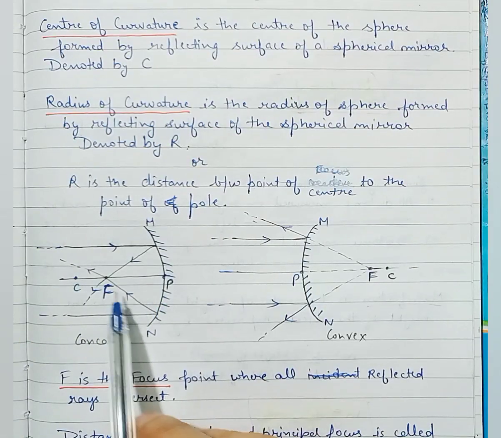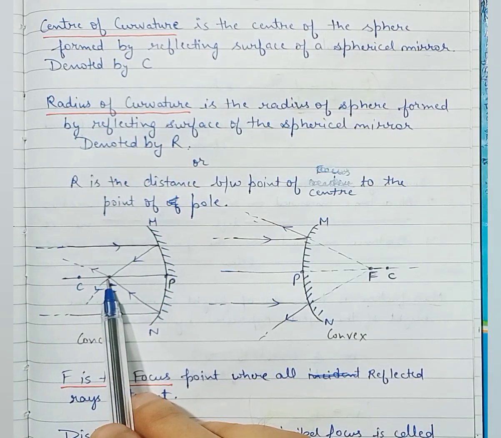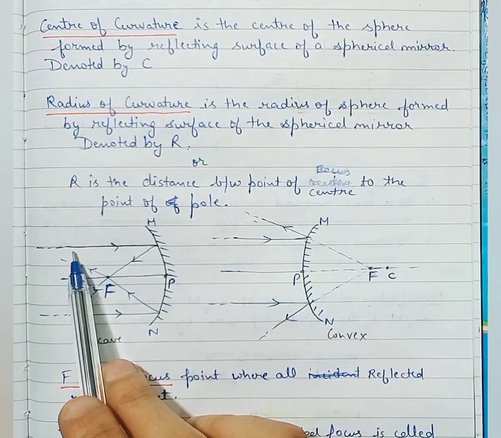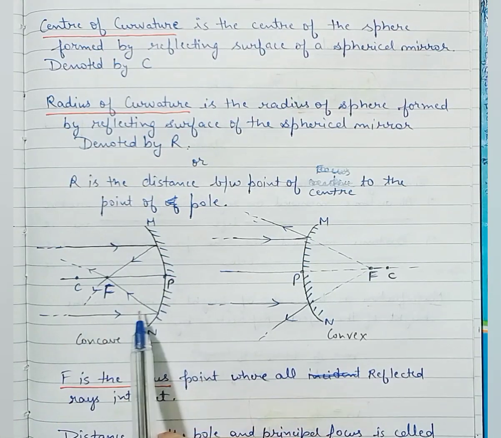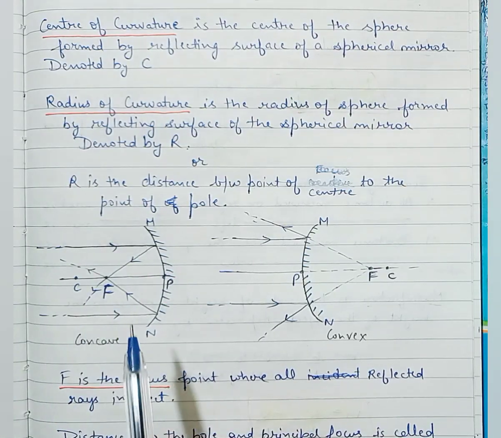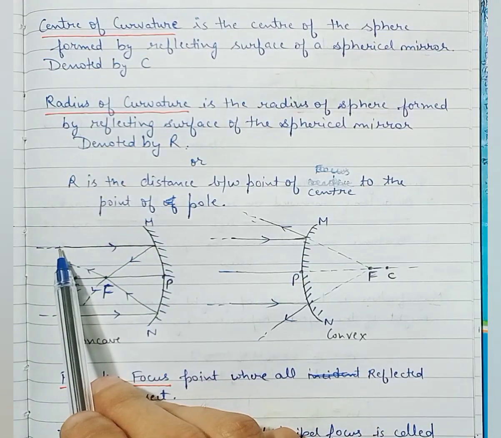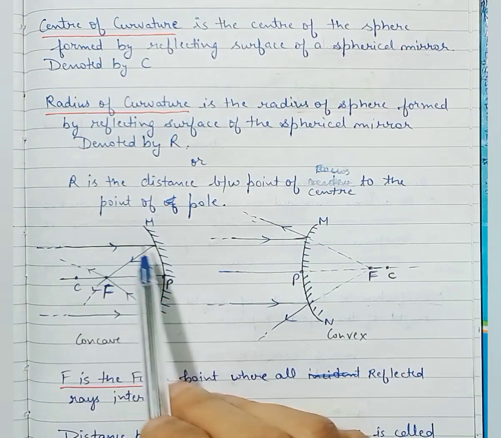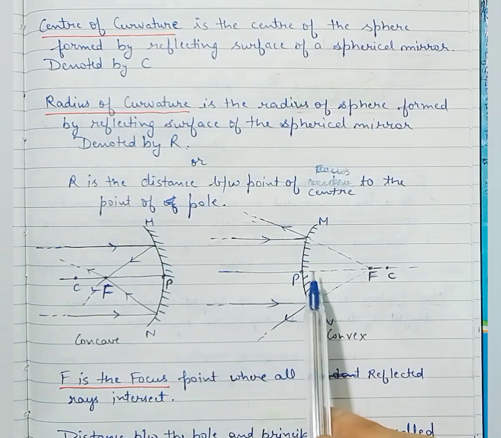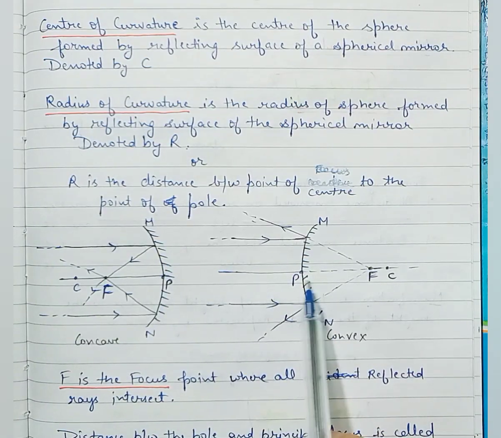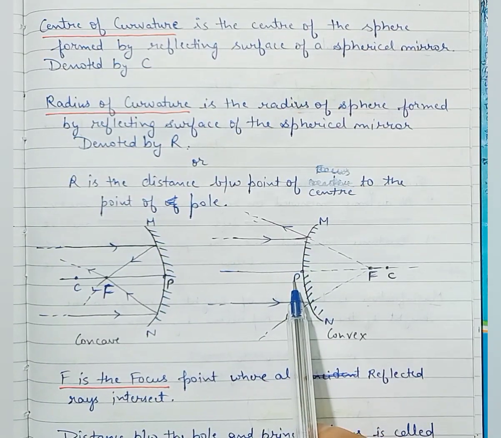So this is the focus. This point is the focus where the incident ray and reflected ray intersect. As you can see, the reflecting surface is inward. So this is the concave mirror.